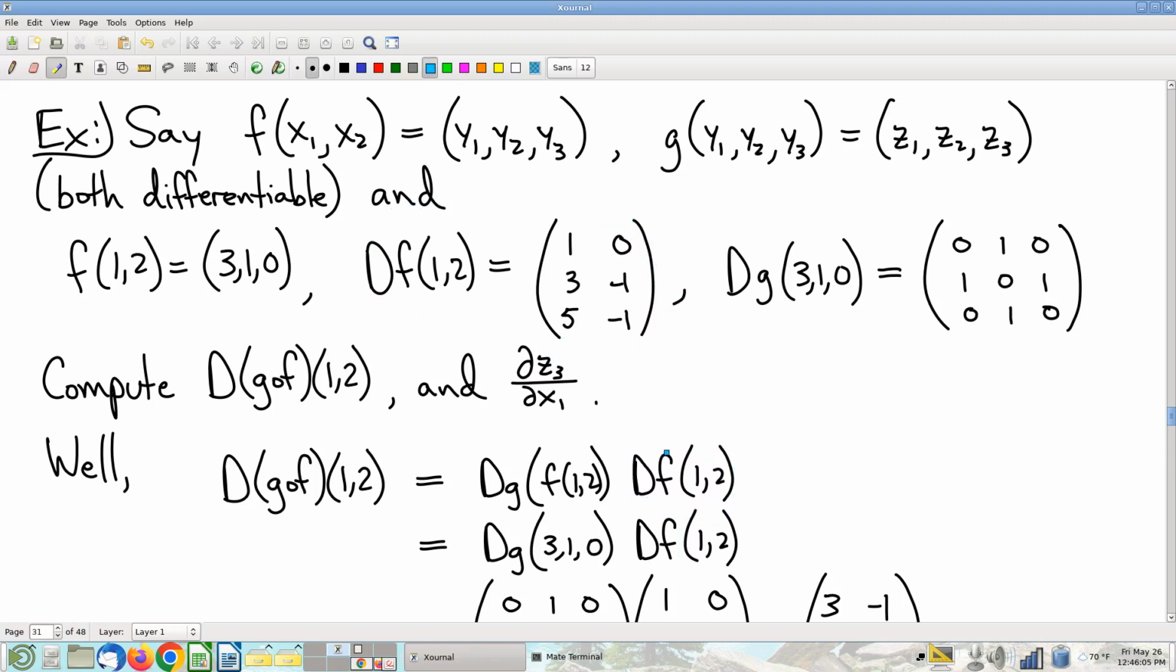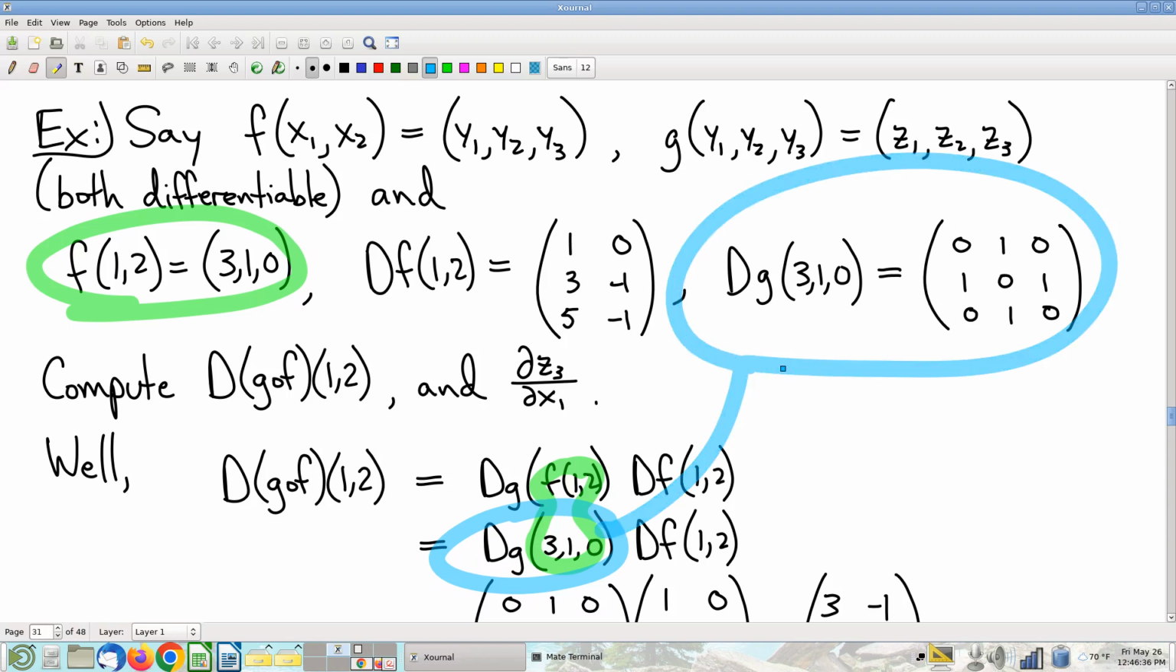Okay, that's nice. Okay, but I'm also going to need to know DG at the point f of 1, 2. Okay, what is the deal with f of 1, 2? Well, here's another sort of given. F of 1, 2 is given to be 3, 1, 0. So I'm just going to plug that in. F of 1, 2 is 3, 1, 0. And now my question becomes, all right, now I need to know what DG is at the point 3, 1, 0. Oh yeah, okay, sweet. Another lucky break, given.